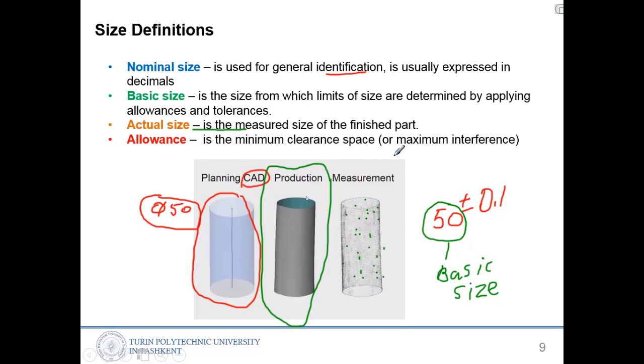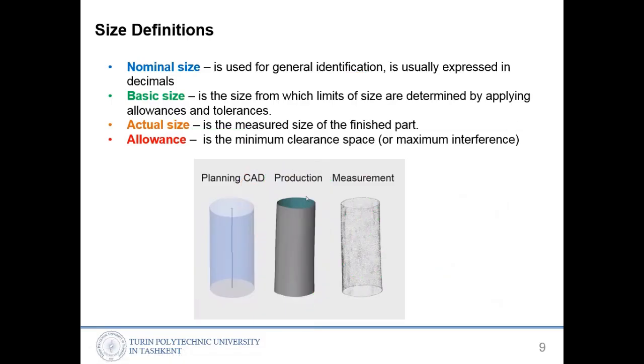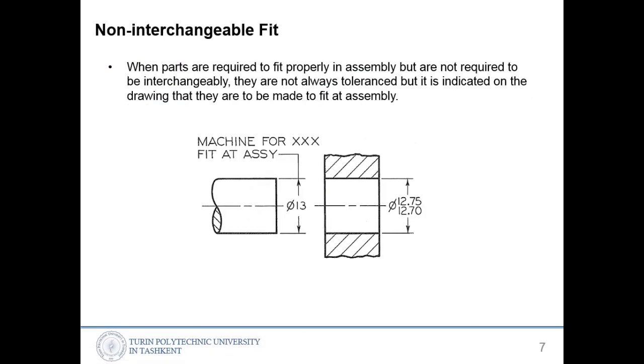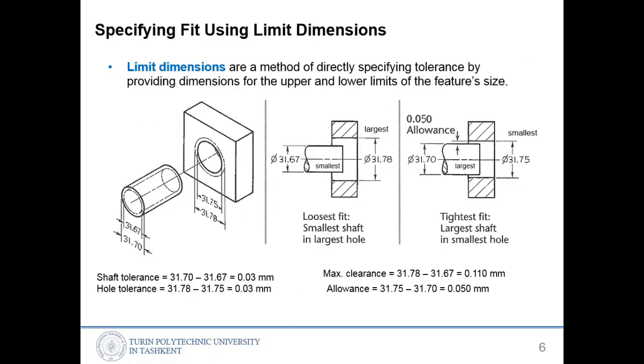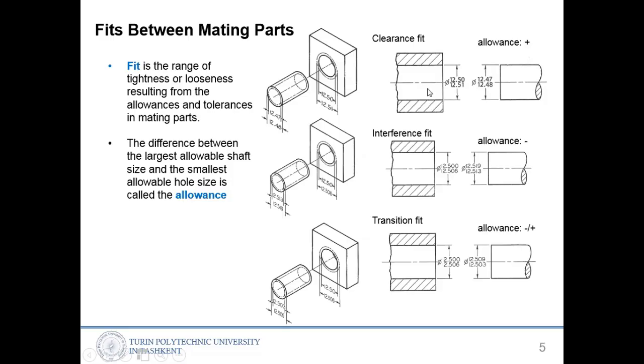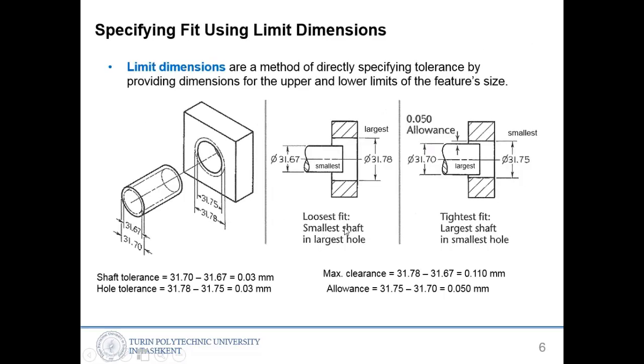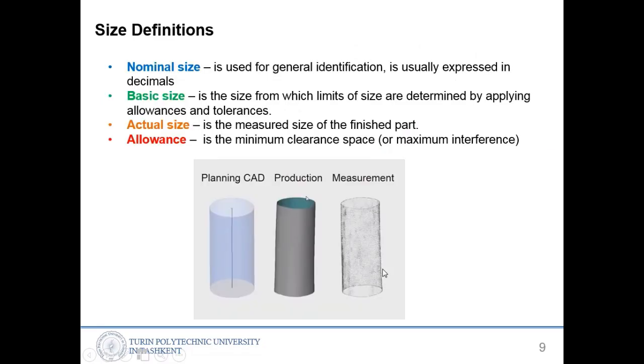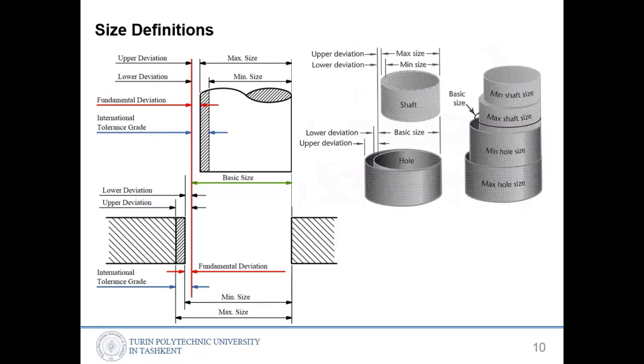Allowance is the minimum clearance space or maximum interference. We already saw the allowance in previous slides. It is the distance between the largest shaft and the smallest hole, and between the smallest shaft and the largest hole. If you look more closely at the mating parts, you will see these distances. This is the basic size.